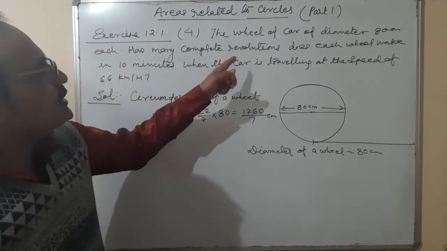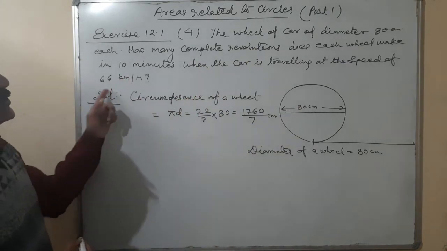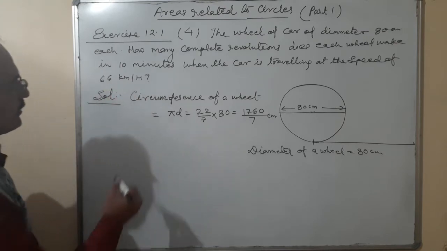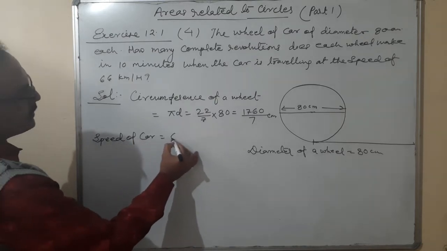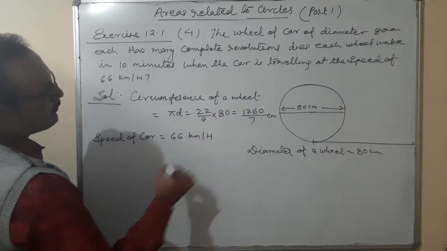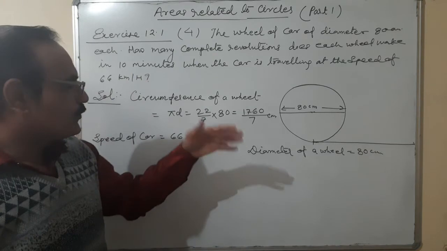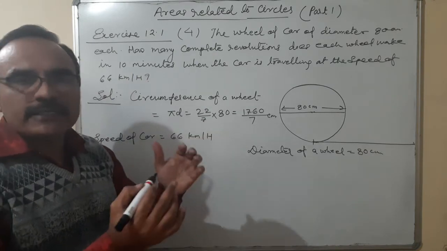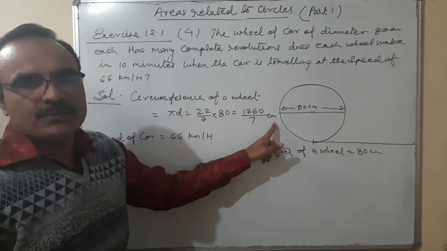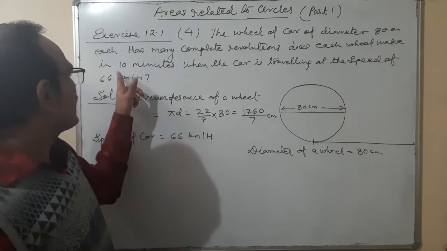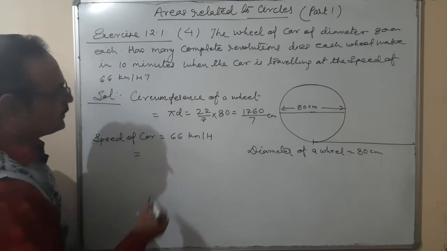How many complete revolutions does each wheel make in 10 minutes when the speed of traveling is 66 km per hour? Now the speed of the car is equal to 66 km per hour. Since the circumference is given in centimeter and the time is 10 minutes, it is better to convert this kilometer per hour into centimeter per minute, not per second, because the circumference is in centimeter and our time is in minutes.